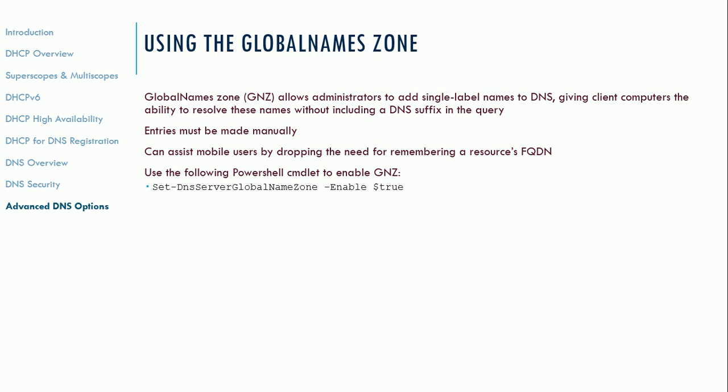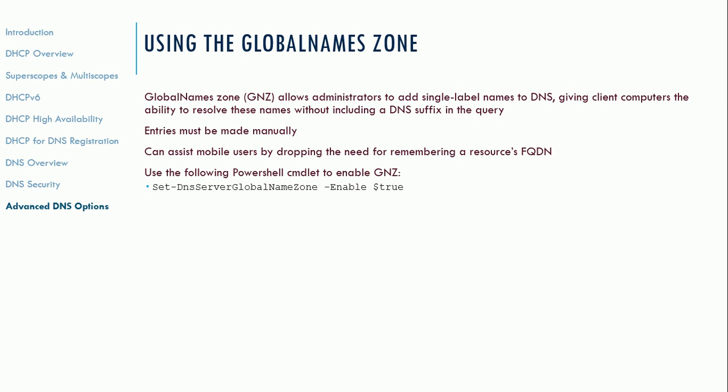The global name zone is how you can add a single label name. So normally we have to use FQDNs with DNS. In older versions of Active Directory, by default, our internal network's DNS was global names. It was essentially just a single name. And of course, today we use FQDNs because it meshes much better with the way the rest of the internet works. But that means you have to remember the full FQDN for something.